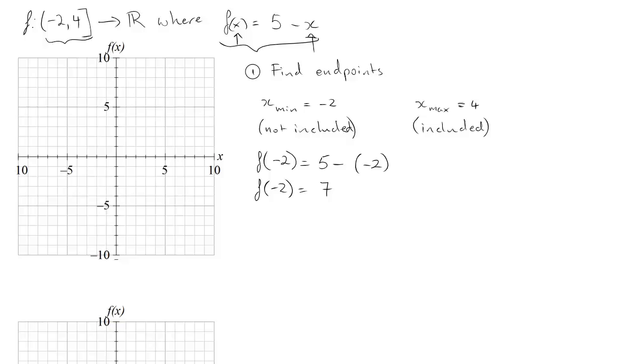Now for our x maximum value, once again, we just substitute in 4, and we get 5 minus 4. F of 4 is equal to 1. And so our endpoints, we write up endpoints as coordinates. So the x minimum value is -2, and the y value that resulted is 7. And then for this endpoint, the value is 4, and the y value is 1.